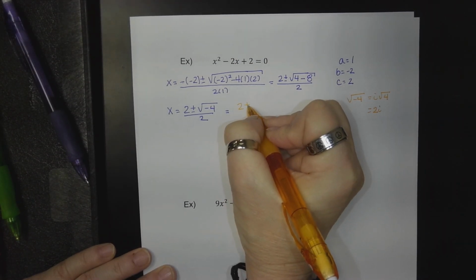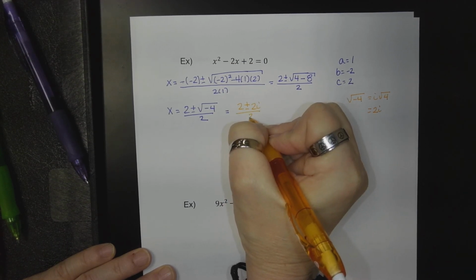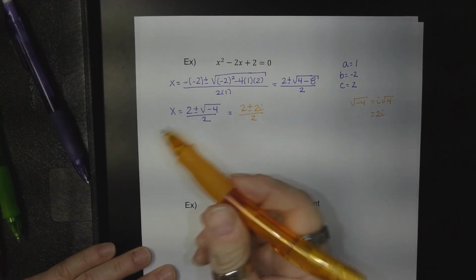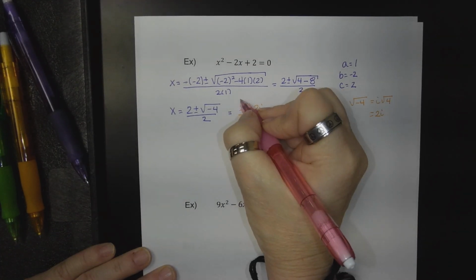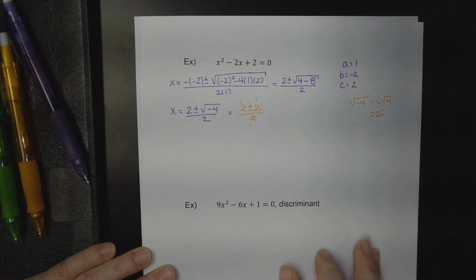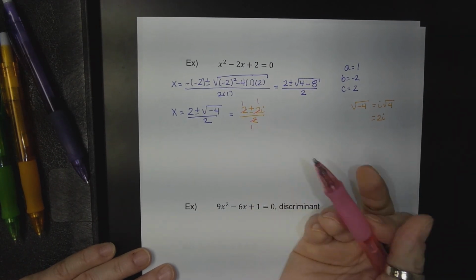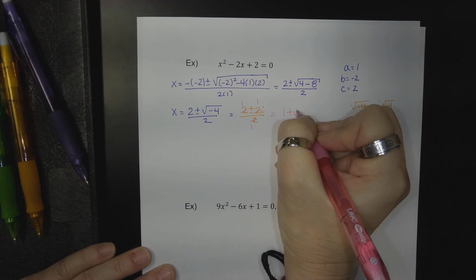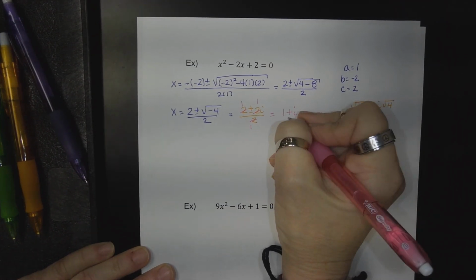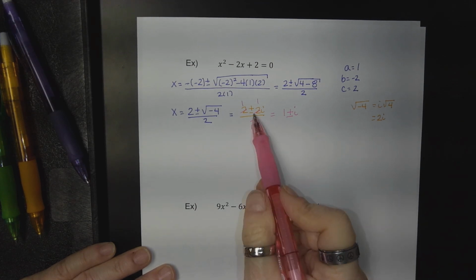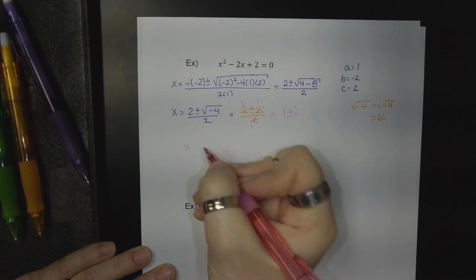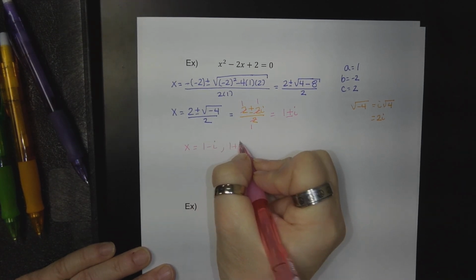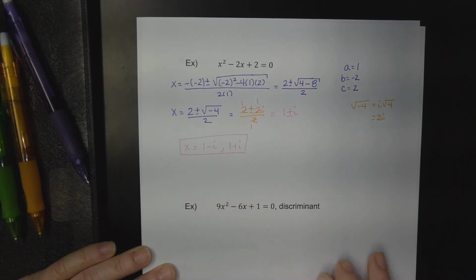Rewrite this as 2 plus or minus 2i over 2. And we can easily see that all of these are divisible by 2. So we'll have 1, 1, and 1. And we never write the 1 on the bottom, right? That's just always implied. So this equals 1 plus i. Oh, plus or minus. I am so sorry. Can't forget that little minus there. Okay, so our x is going to equal 1 minus i and 1 plus i. So that'll be our two answers.